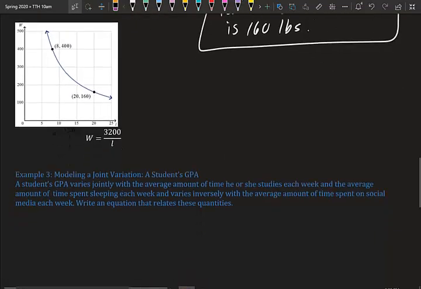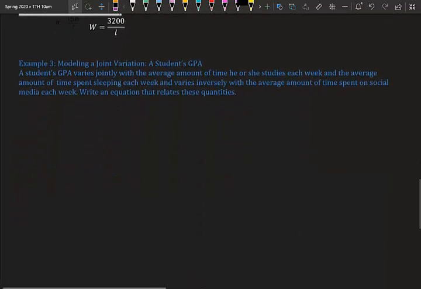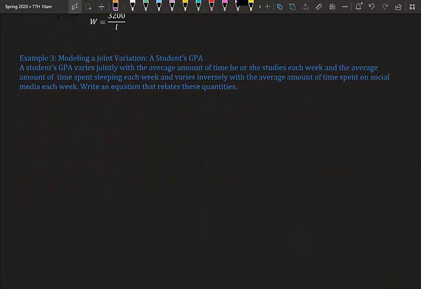Alright, our next example, from here we're just going to make the model. We're not going to try and solve anything. We're just trying to make the model, because this is joint variation. So now we're going to apply inverse variation and direct variation. A student's GPA varies jointly with the average amount of time he or she studied each week and the average amount of time sleeping each week, and varies inversely with the average amount of time spent on social media each week. Write an equation that relates these quantities.